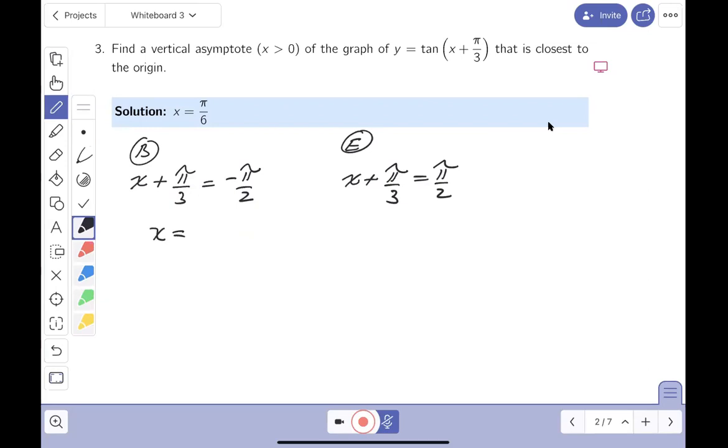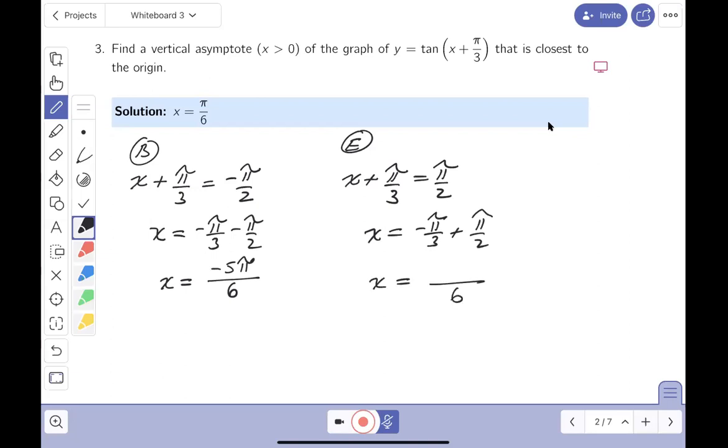X equals minus pi/3 minus pi/2. X equals, common denominator would be 6, right? And let's see, you would get minus 2 minus 3, minus 5, right? And let's do this guy over here. And what do you get over there? You get x equals 6 again, right? That's going to be minus 2 plus 3, which is pi/6.